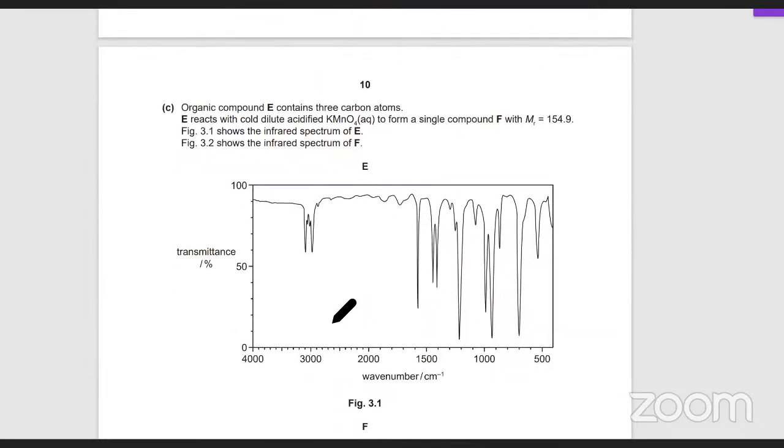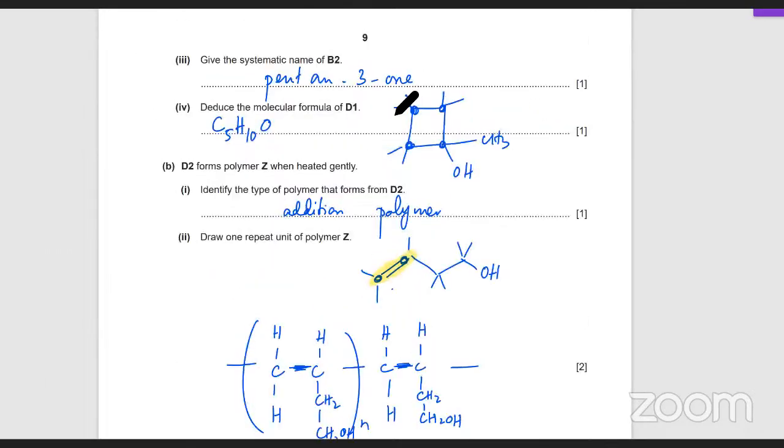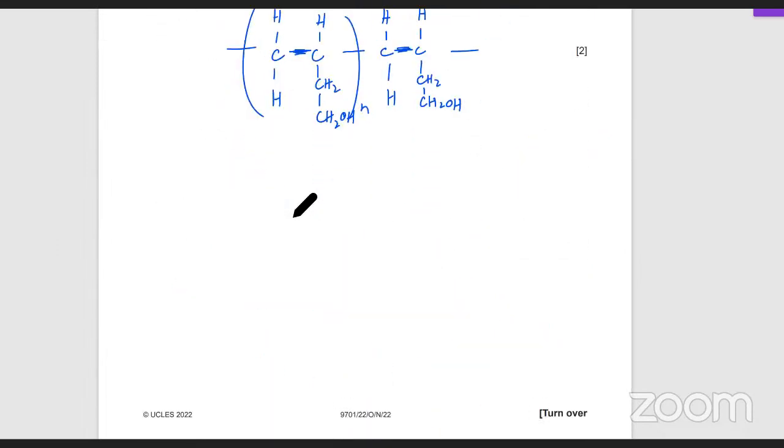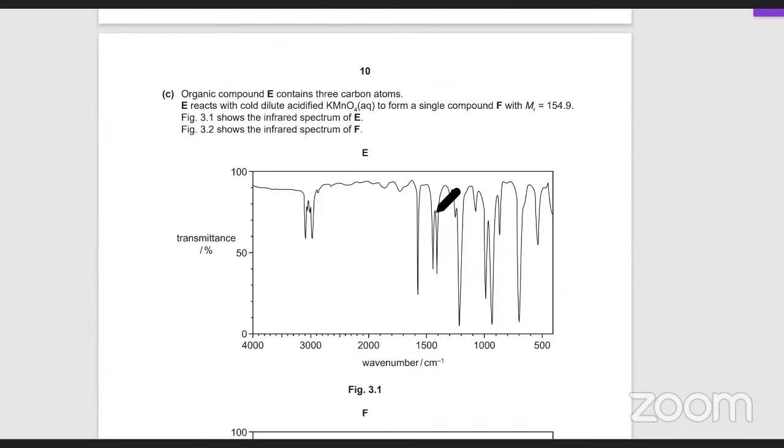Okay, organic compound, infrared spectrum, contains 3 carbon compound. What is E? E isn't there, okay? E is something new. Okay, organic compound E contains 3 carbon atoms. E reacts with cold dilute KMnO4 to form a single compound F with Mr 154.9.